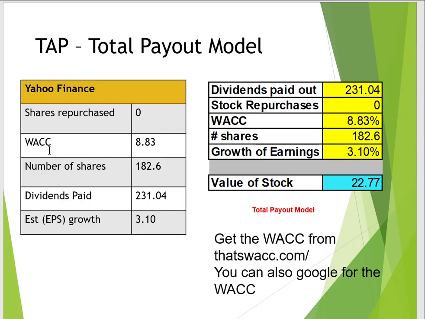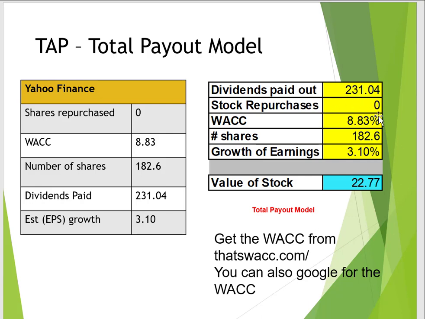Now, how do we find the weighted average cost of capital? There is a website that's called thatswacc.com. Sometimes in this model, the company is found and you can identify what they say the weighted average cost of capital is. If that doesn't work, you can also just Google for WACC for, in this case, Molson Coors or TAP. And in this case, that's what I ultimately did. And it said that it was 8.83%. We plug that information into the model, right?